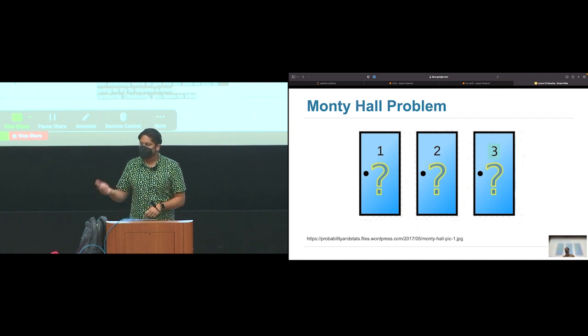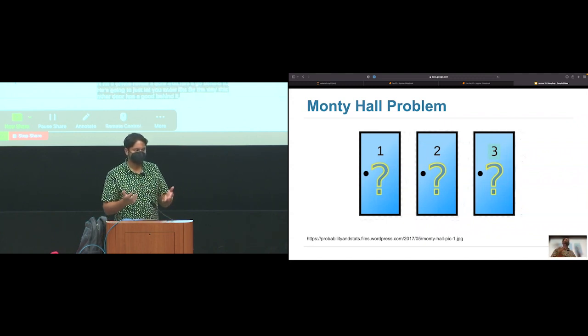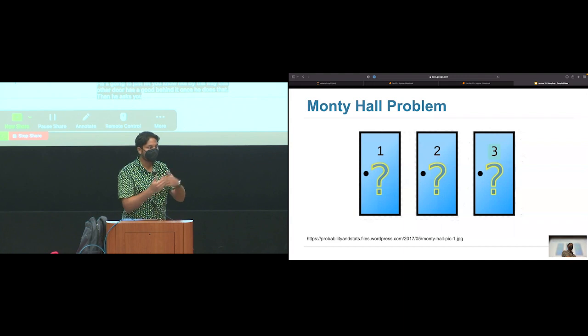Once you choose a door, the host of the show is going to reveal a door that has a goat behind it. He's just going to let you know, by the way, this other door has a goat behind it. Once he does that, he asks you if you want to switch your decision to the other door that has not been opened yet. And so the question is, is it better to switch or not?